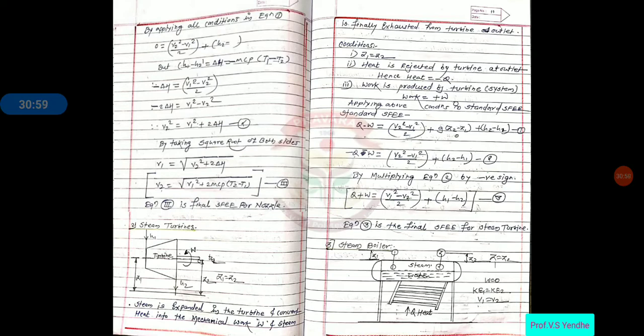Now the third device, that is the steam boiler. As we know, this is a device which converts the liquid water into high pressure, high temperature steam.